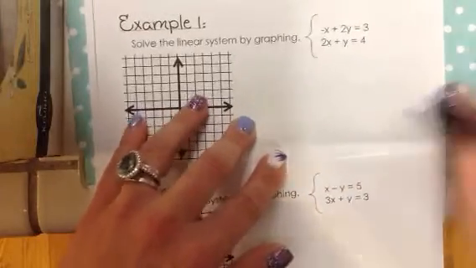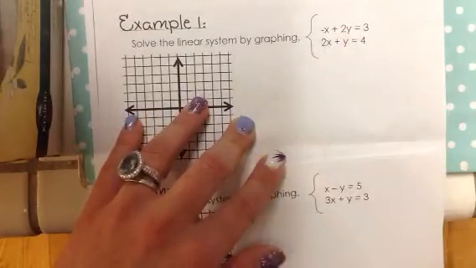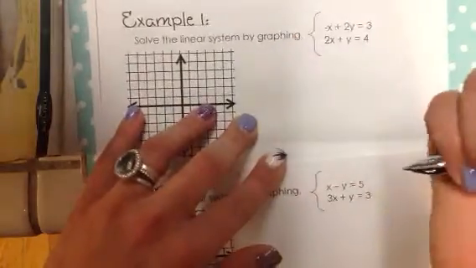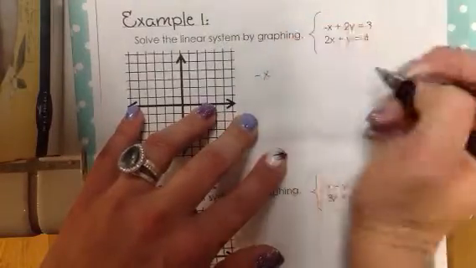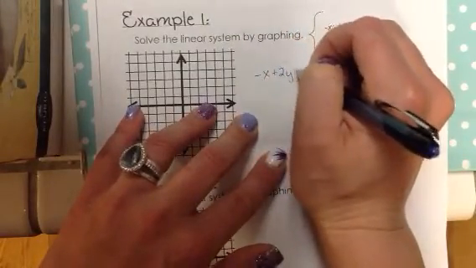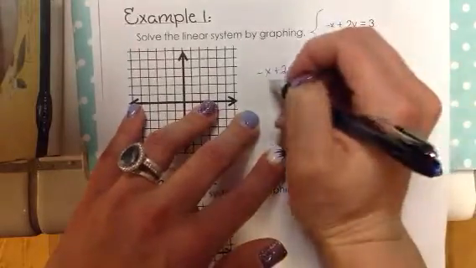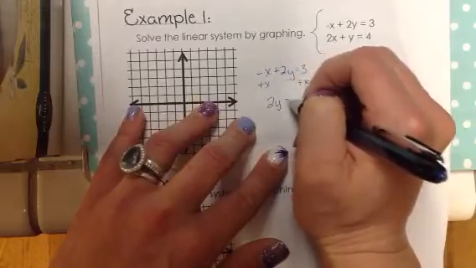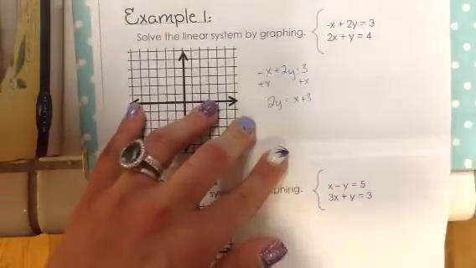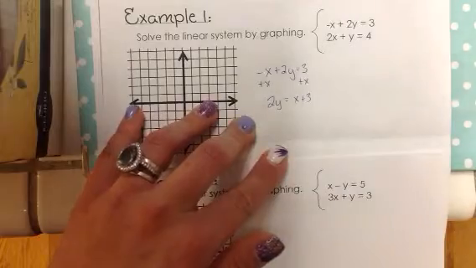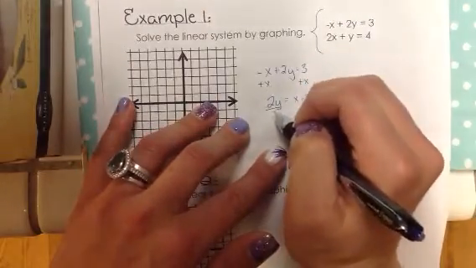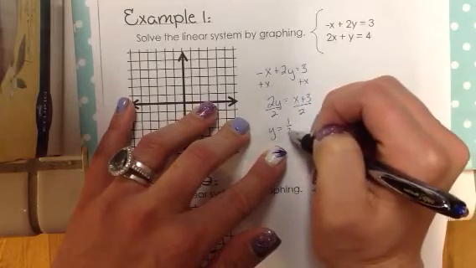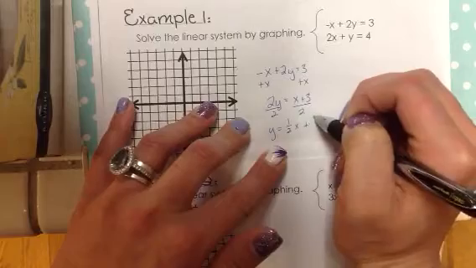So the first thing we need to do is convert these to slope-intercept form so we can identify what our y-intercept is and our slope. So if I start with negative x plus 2y equals 3, I can add x to both sides, get 2y equals x plus 3, and then I can divide both sides by 2 and get y equals 1/2 x plus 3/2.